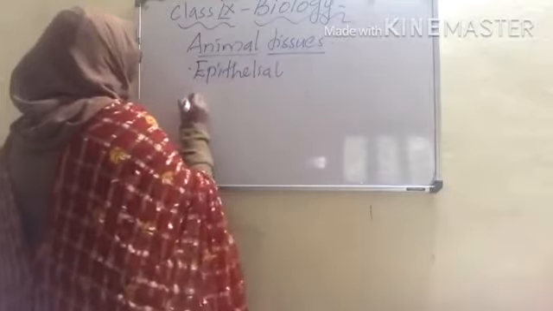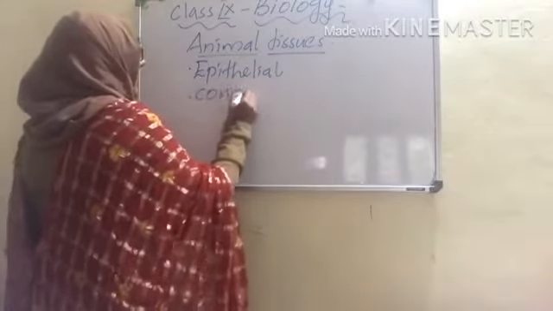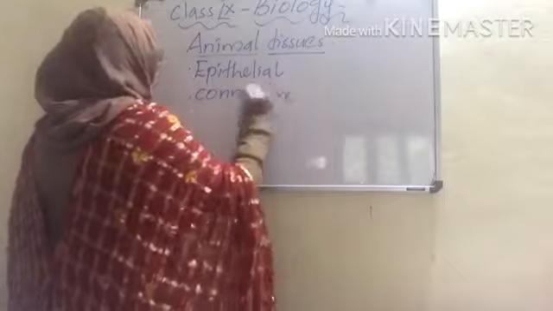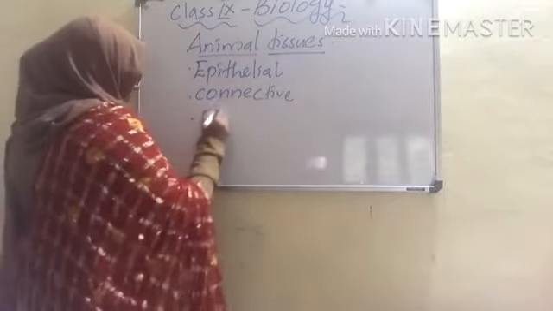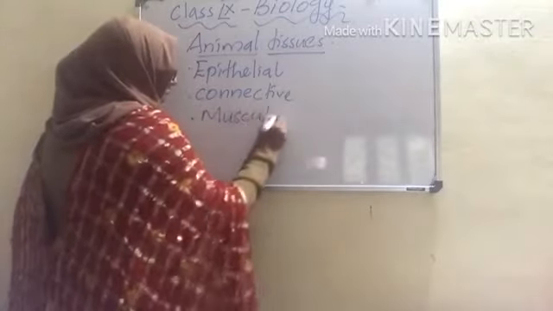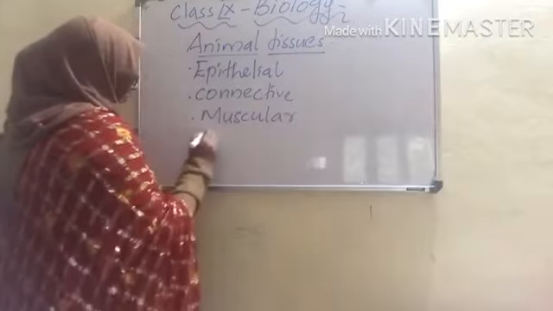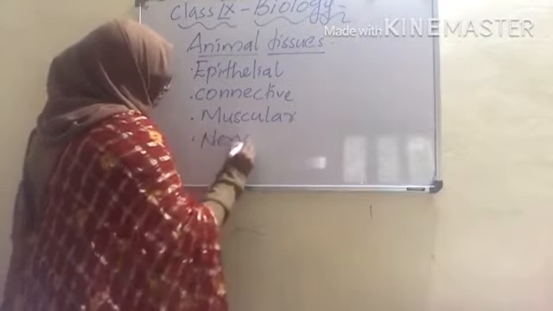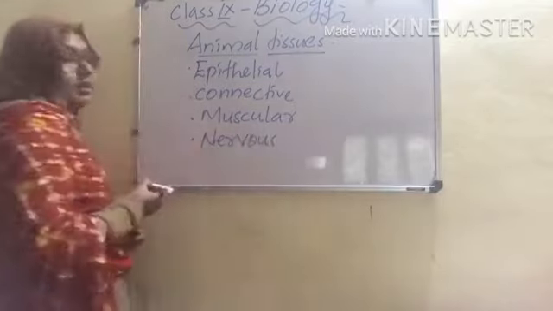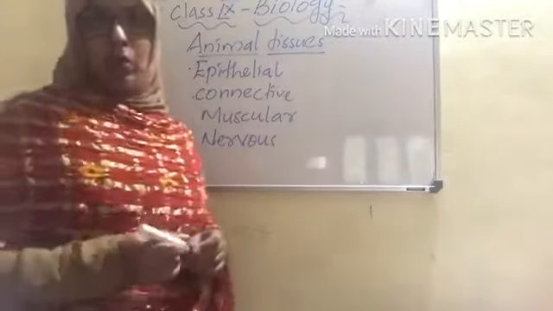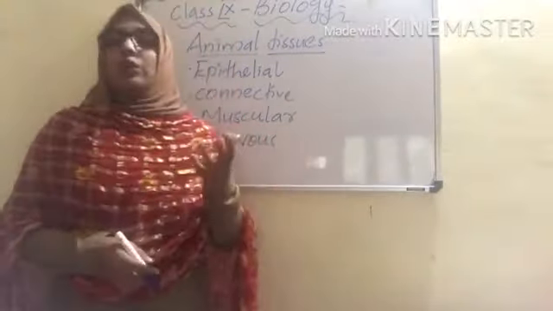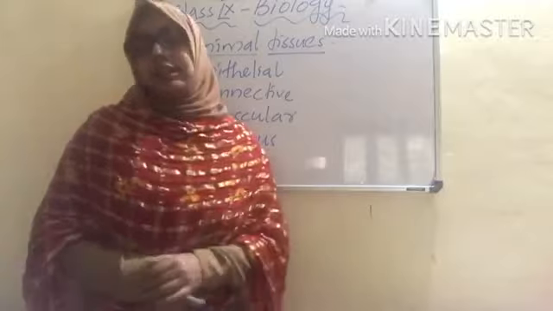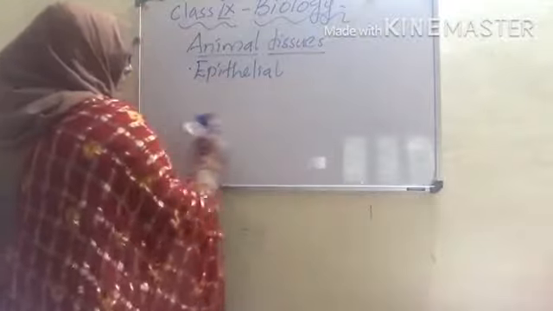epithelial tissue, then connective tissue, then muscular tissue, then last but not least, nervous tissue. Only these types of tissues you are going to study for this academic year. Okay, so today we will be dealing with the first one, that is the epithelial tissue.